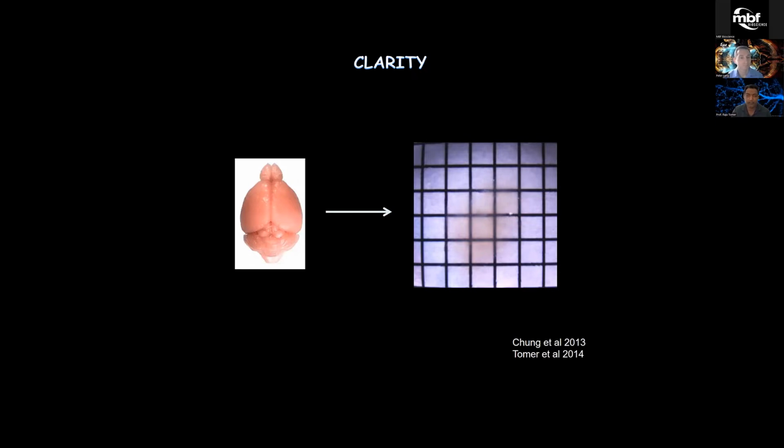So here's an example of a cleared mouse brain processed with a particular method called CLARITY. On the right, you can see it's completely transparent. You can completely see through it, and it's generally optically homogeneous, but still there is inhomogeneity at the micro level, as we will see.